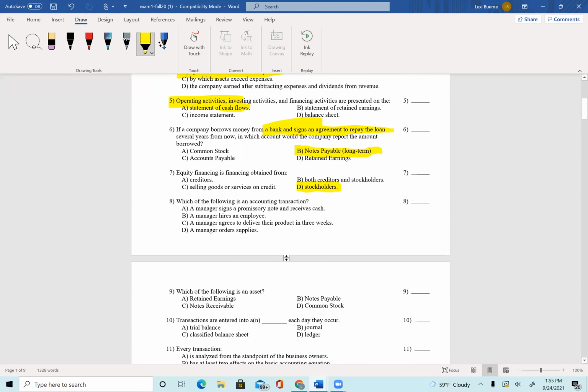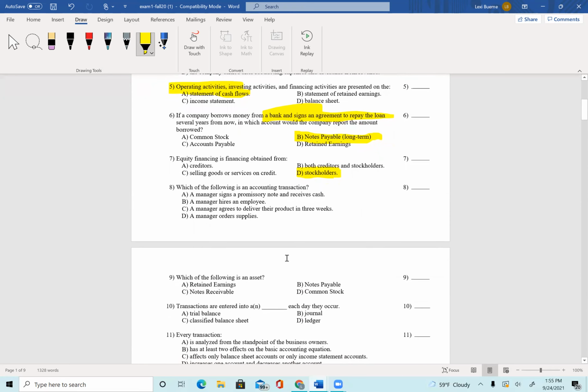Which of the following is an accounting transaction? So this one is going to be a manager signing a promissory note and receiving cash. This would be a journal entry, so that's why it's going to be an accounting equation. Hiring an employee, that's just an employee gets hired. It doesn't have anything to do with any transaction until the employee gets paid. And when you agree to deliver their product in 3 weeks, it doesn't say anything about being paid or receiving money or anything like that. Same with ordering supplies. So it doesn't give you two options. That's why it's only that one.